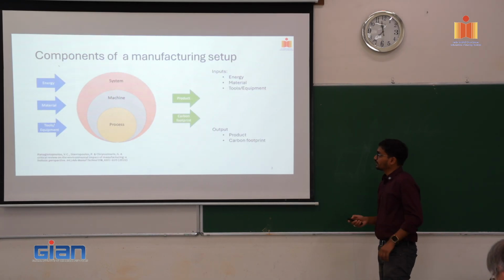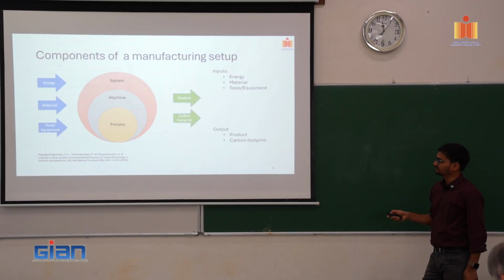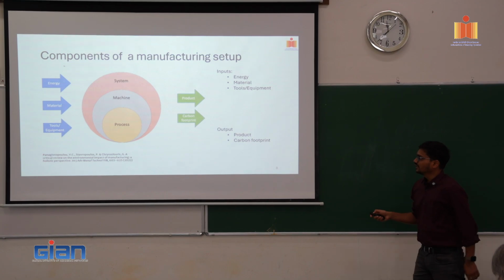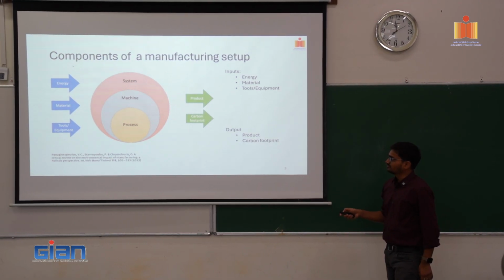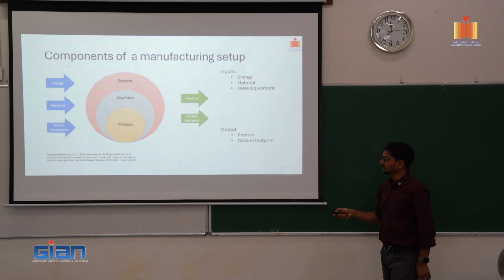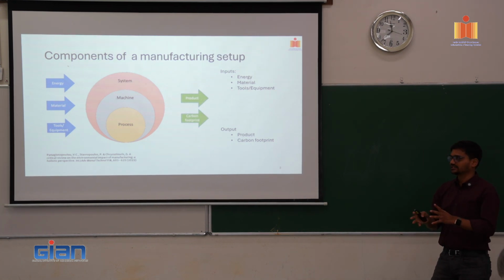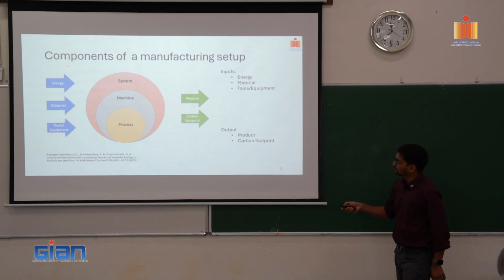Okay, so what are the typical components in a manufacturing setup? Now if you look, this is a very broad overview. In the input you have the raw material, you of course need some energy, and then you need some tools or equipment which will actually do the manufacturing process. If you look at this entire thing, you can divide it into process, machine and system.